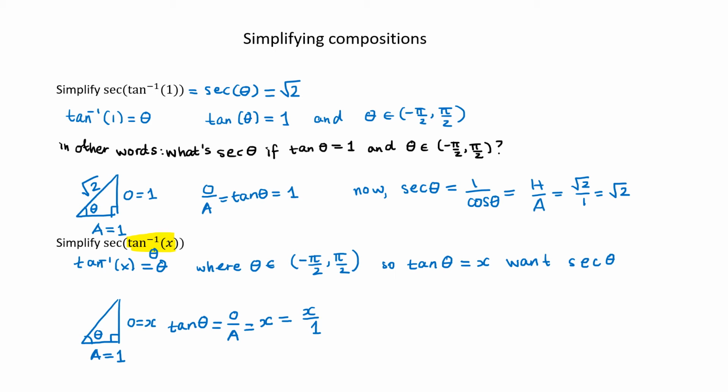Again, by the Pythagorean theorem, we can find our missing hypotenuse. It's going to be square root of 1 plus x squared. And then secant of theta, which is secant of the inverse tangent of x, is going to be the hypotenuse over the adjacent side, and we see it simplifies down to just the square root of 1 plus x squared.